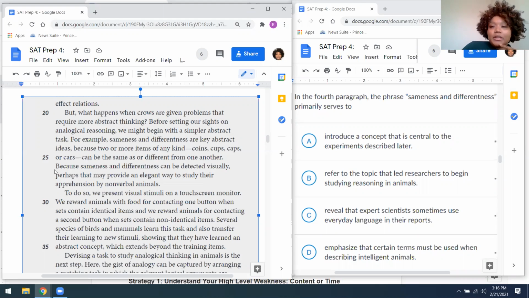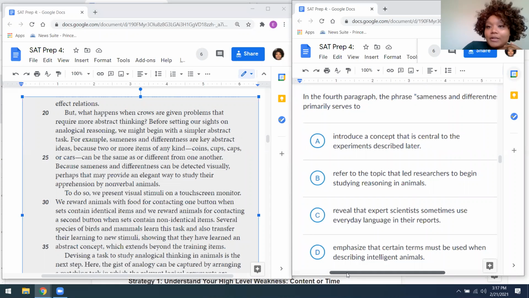But I think the thing that really drives the point home why A is the answer for this is line 26, where it says, because sameness and differentness can be detected visually, perhaps that may provide an elegant way to study their apprehension by nonverbal animals. Then the next paragraph goes on to describe how they decided to do that very thing. So that coincides with answer choice A, which was saying that the phrase sameness and differentness primarily serves to introduce a concept that is central to the experiments described later.